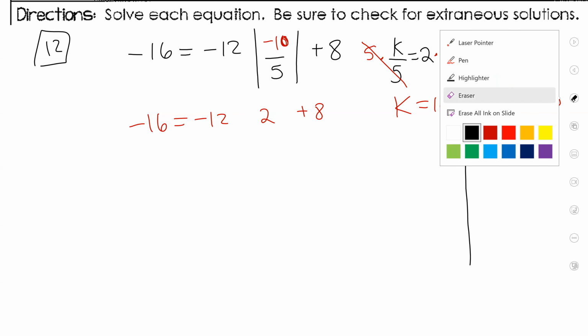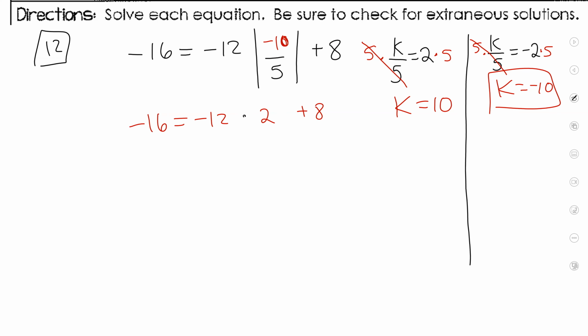Okay, so guys, we're doing negative 12 times 2, which is negative 24. And then bring down that plus 8. And is negative 24 plus 8 negative 16? Is this true? Yay, this is true. So that means this is a solution. That one worked. And if you plug in a 10, you'll get the same answer, because 10 divided by 5 will give you the 2. You'll get the same thing.